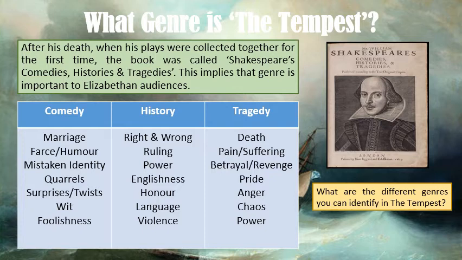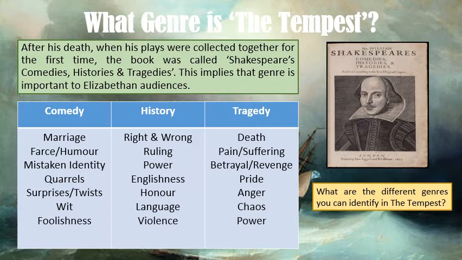Okay, so let's explain what that means. In comedy, in his plays, there was often marriage, humour or farce, which is fakery, mistaken identity, quarrels, surprises and twists, wit and foolishness. In history, it will be about right or wrong, ruling, power, Englishness, honour, language and violence. And tragedy would be more about death, pain, suffering, betrayal, revenge, pride, anger, chaos and power.